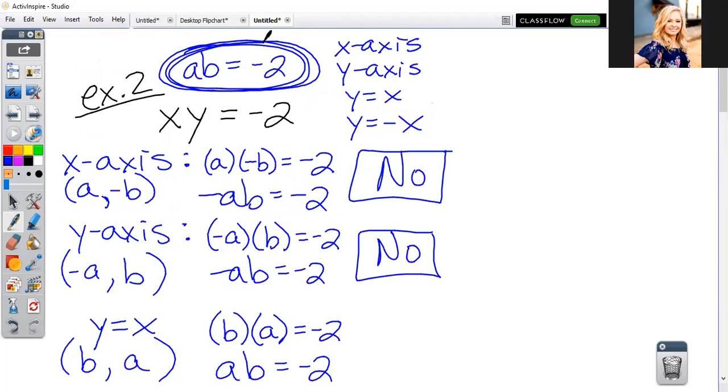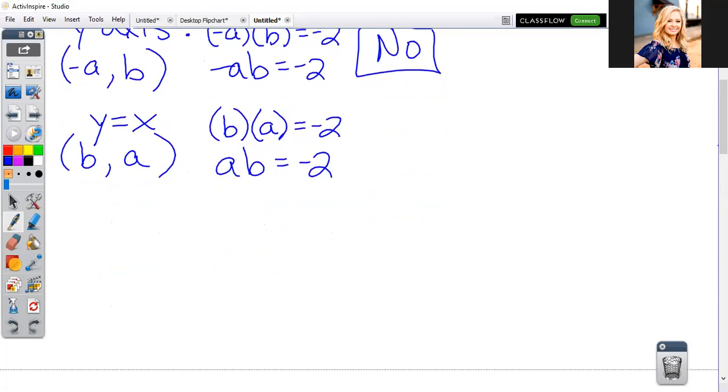If it's equal to this, it's symmetric to it. Does that mean that all y equals x's are going to be equal, because no matter what you multiply together, you'll always get the same thing? Like if you multiply b and a and a and b, you'll still get -2. Does that mean that everything's symmetrical to y equals x? No. That means this equation only so far. Whatever you multiply together, you get the same thing. You just switch it around.